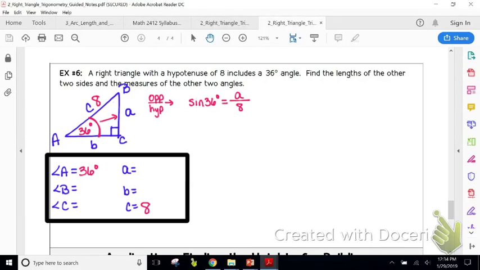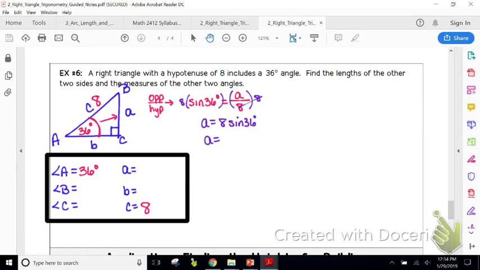Yes, how? I've got to do more than that. You have to bring the 8 on top. Okay, so let's multiply both sides by 8 to get rid of that fraction. And so we end up with side a equal to 8 times sine of 36 degrees. Then we can put that in our calculator. What mode do I need to be in? Degree mode. So make sure your calculator's in degree mode. What is 8 sine of 36 degrees?